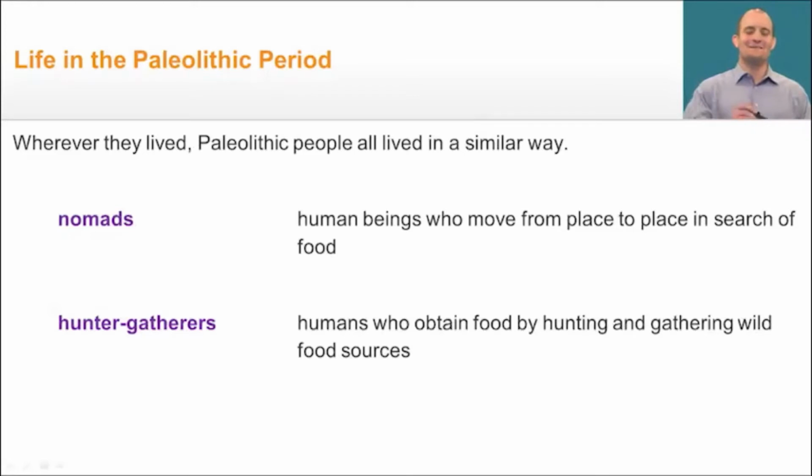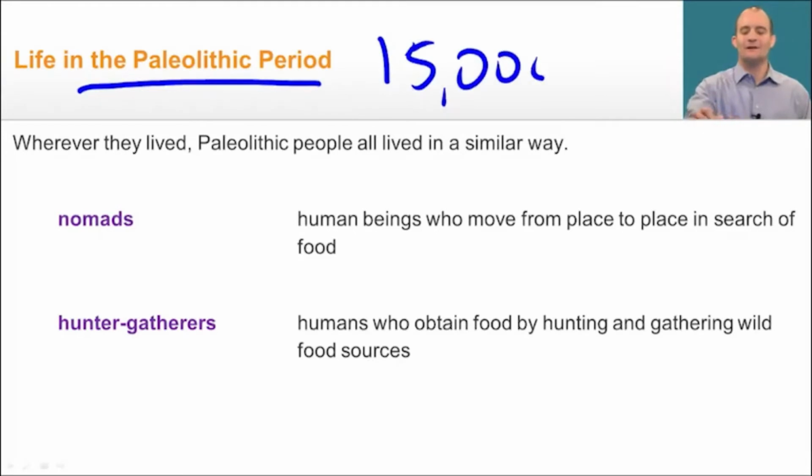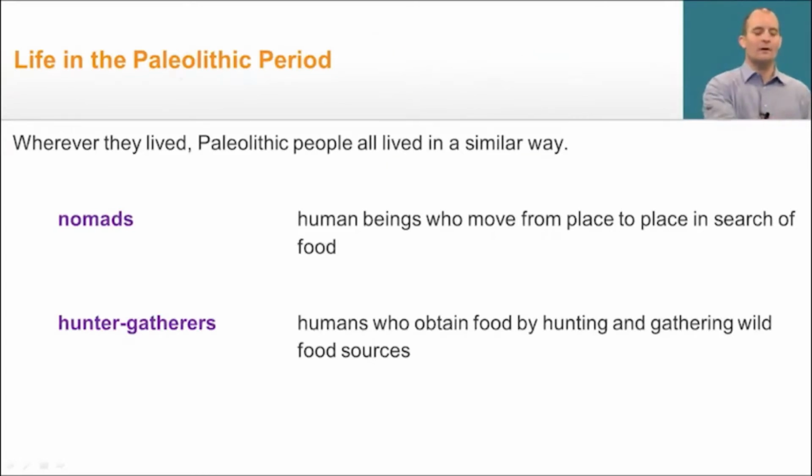Let's begin by looking at what life was like during the Paleolithic period. Now, when I say the Paleolithic period, I'm talking about times about 15,000 years ago. And wherever early humans lived, they lived in a similar way. They were, 1, nomads, and 2, hunter-gatherers. Let's take a look at nomads first. So human beings who move from place to place in search of food. That's what we're talking about when I say nomads.